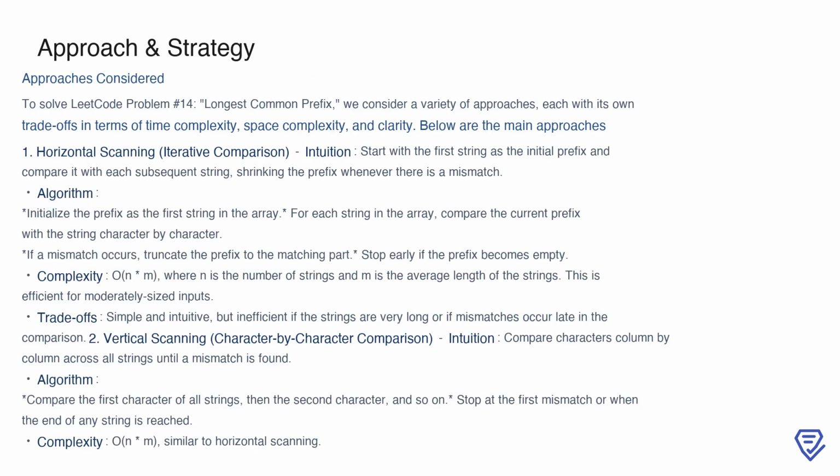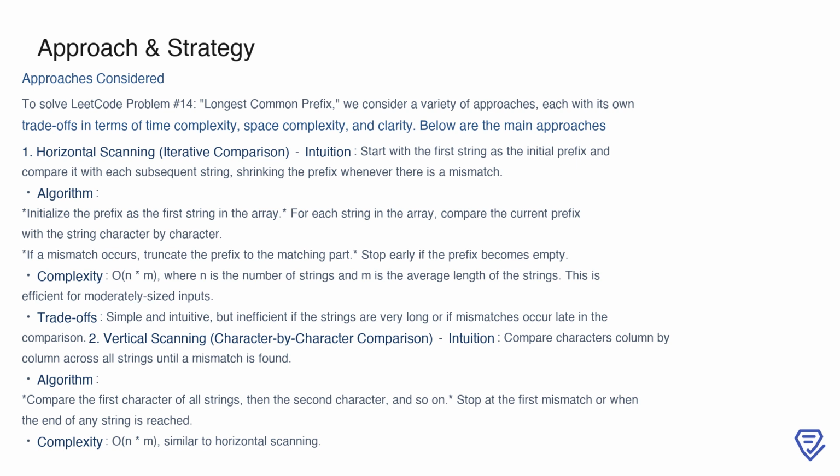To tackle the problem of finding the longest common prefix among an array of strings, we can consider several approaches, each with its own strengths and trade-offs. The first method is horizontal scanning, which starts with the entire first string as the initial prefix. We then compare this prefix with each subsequent string, character by character, and reduce the prefix whenever a mismatch occurs. This approach is straightforward and works well for moderately sized inputs, but it can become inefficient if the strings are long or mismatches occur late in the comparison process.